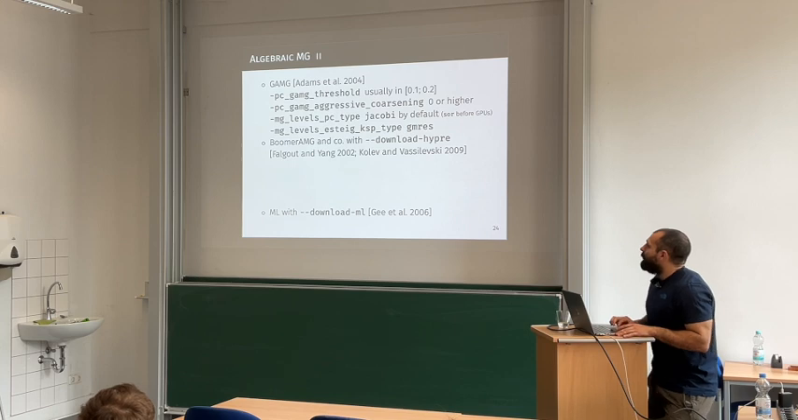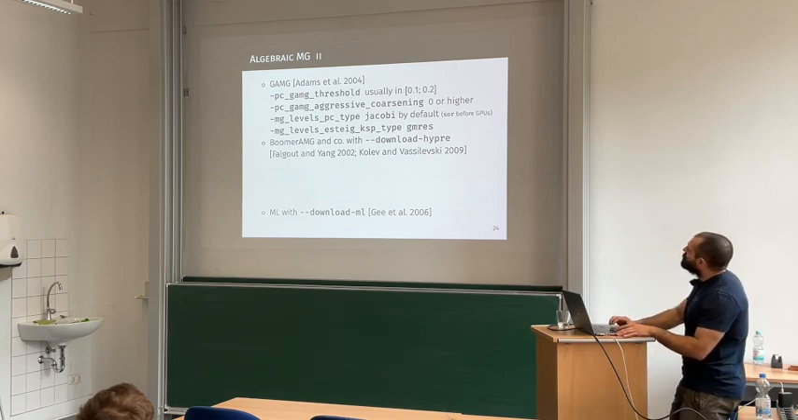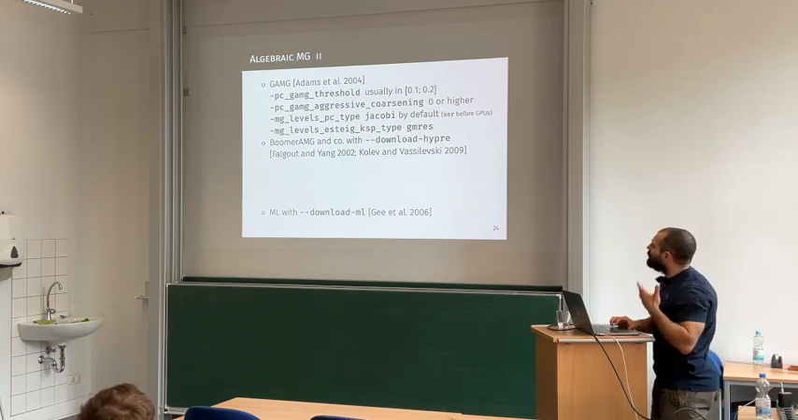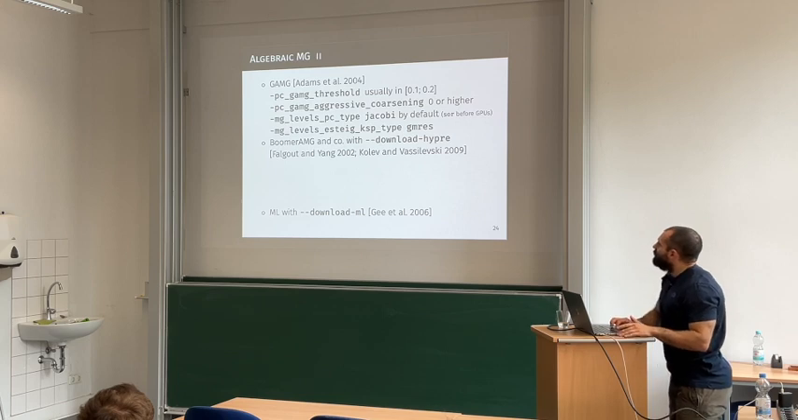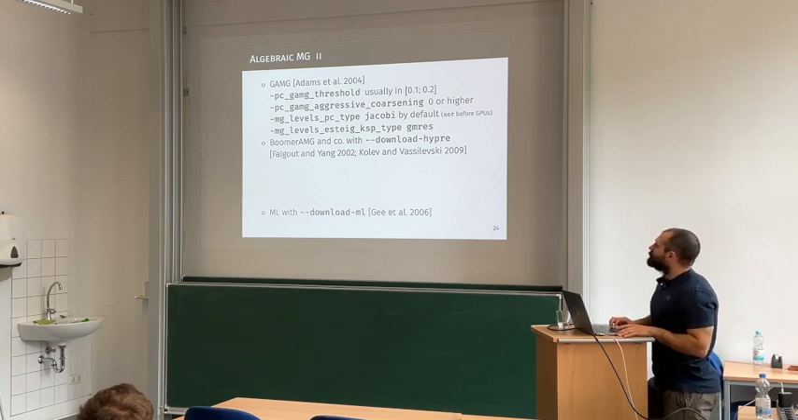Then you can use the parameter aggressive coarsening, which is used again for defining how your grid hierarchy is built. The default value is 1. Don't try to play with this if you don't need to, but if you want to fine-tune GAMG, this is something important.